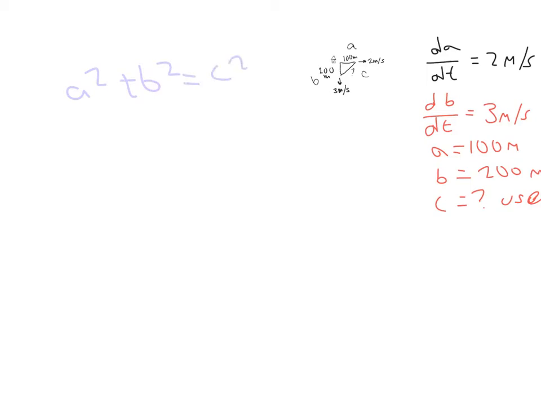So now we'll be taking the derivative of the Pythagorean theorem, which is a squared plus b squared equals c squared. And then the derivative of that would be 2a dA over dt plus 2b dB over dt, equals 2c times dc over dt.